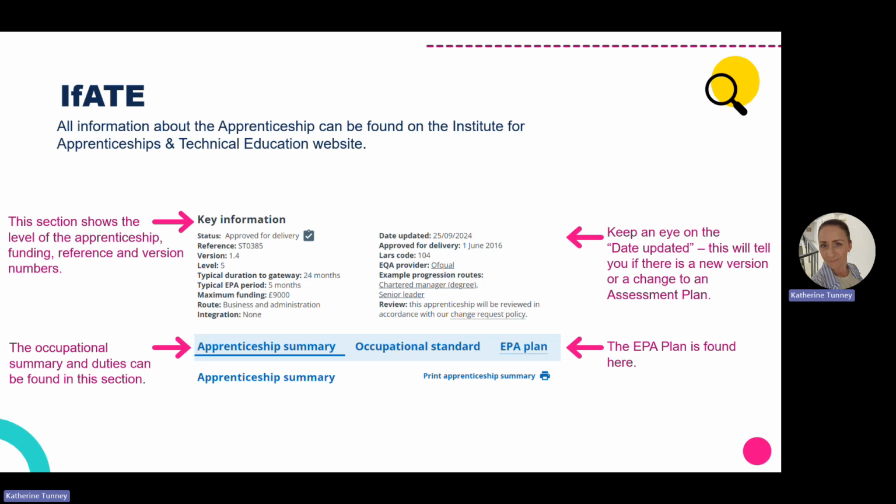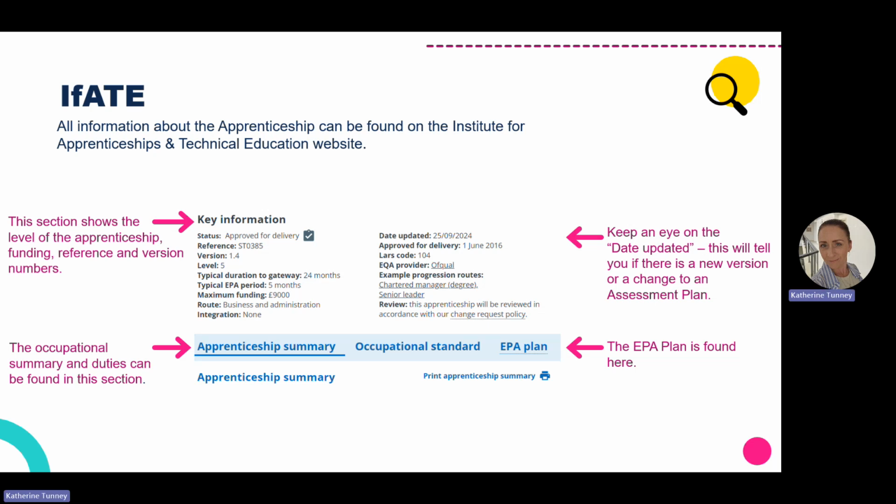I've put some information on the screen now in relation to IFATE. So if you do go on the IFATE website, there is a couple of things that you need to be aware of. Always make sure that when you look at the key information at the top on the left-hand side, that you are always on the right version number. The version for this one that we need to be on is 1.4. It has information about funding, about reference, and also about version numbers as well. So do keep an eye on that.